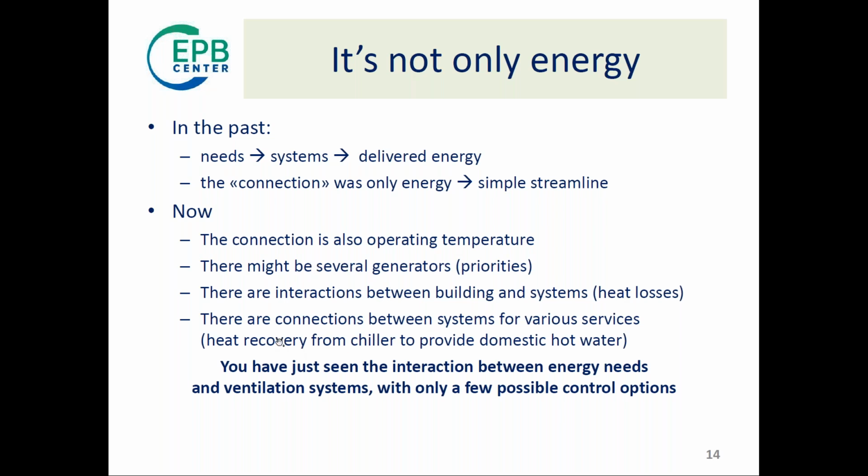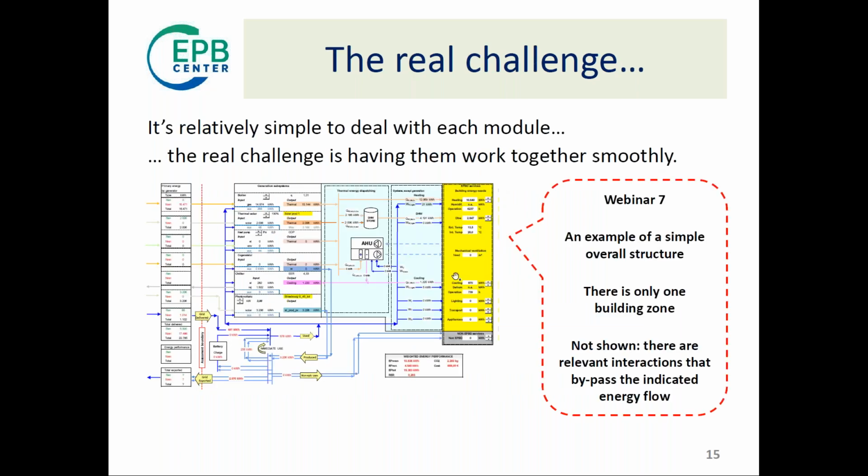And we are also making connections between systems for various services. So for example, heat recovery from a chiller, you desuperheat to provide domestic hot water. And you have just seen some examples of interaction between energy needs and the ventilation system with just a few possible control options. So now, if we want to have high performance buildings, this is more and more important. So the real challenge is, it's relatively simple to deal with each module, but the real challenge is having them work together smoothly. In webinar 7, we saw an example of overall calculation, but in fact, there were already some particularities, and it was not the full scale of the possible options. For example, there was only one building zone.